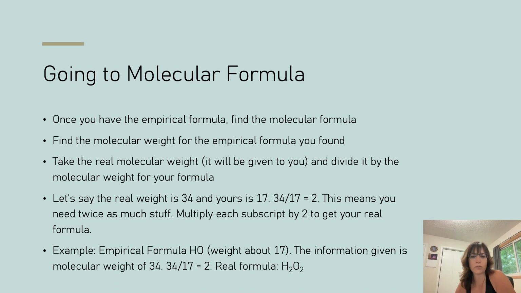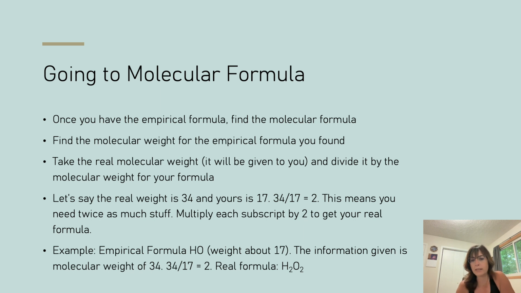How do we get the molecular formula? To be honest, you do the hard work finding the empirical formula, and then to go to the molecular formula, it's actually pretty easy. Take the formula you just obtained and find the molecular weight of it. Then you compare that to the real molecular weight, and that's going to be given to you. There's no way you could do these problems if they didn't give you that information. So take the bigger number, which is the real weight, divide it by your number, which is probably smaller, and you'll know what you need to do to the subscripts.